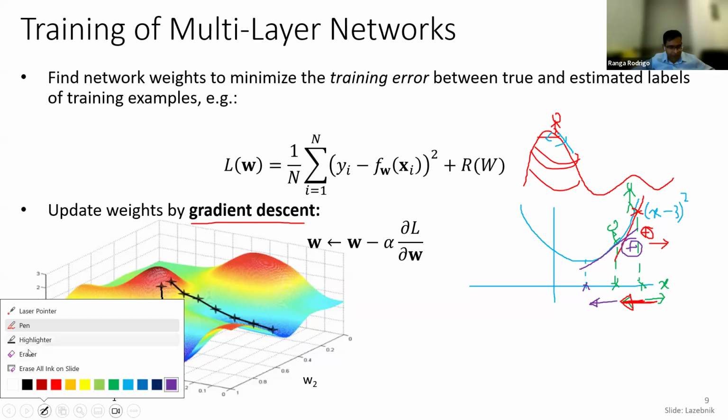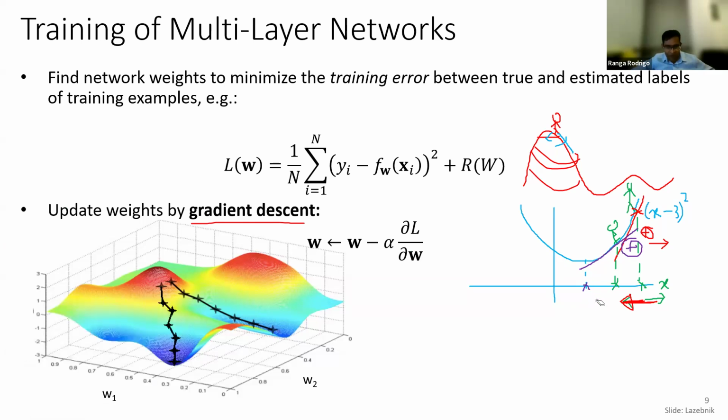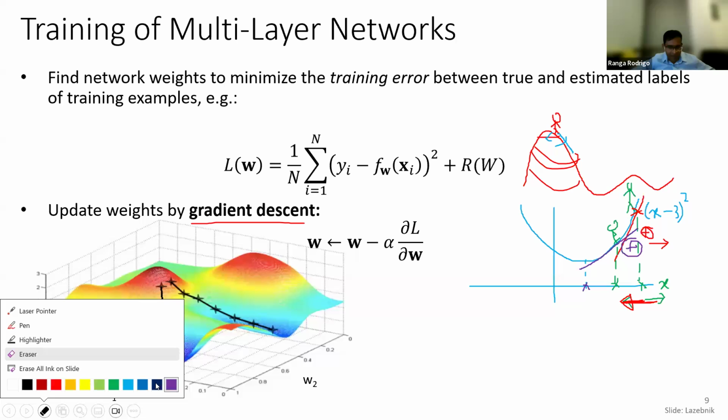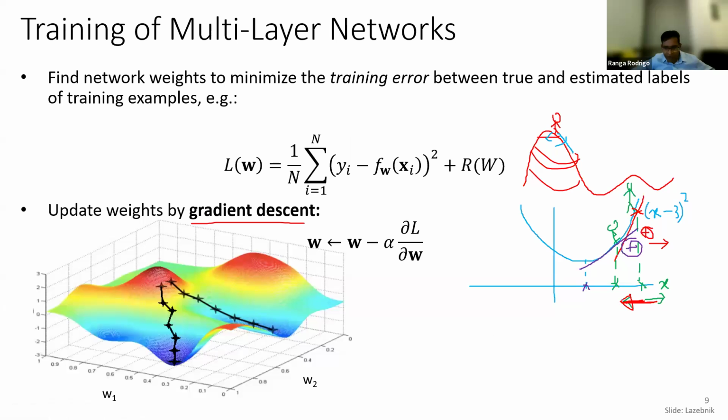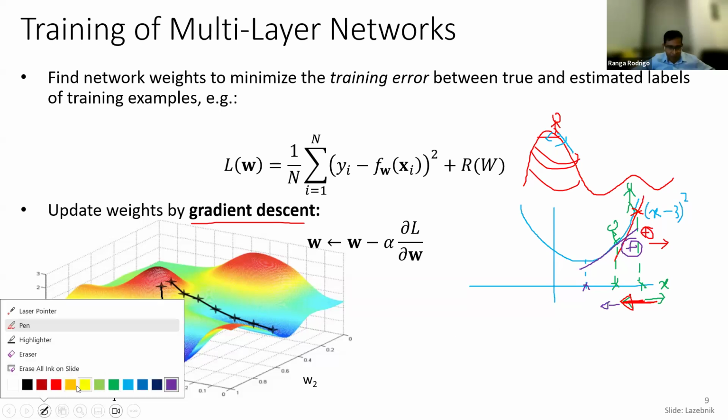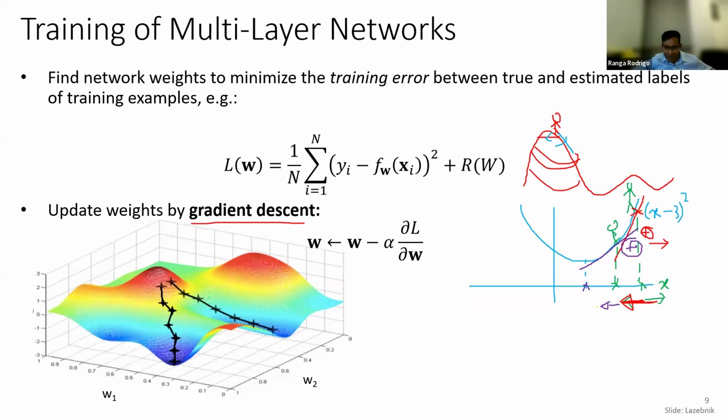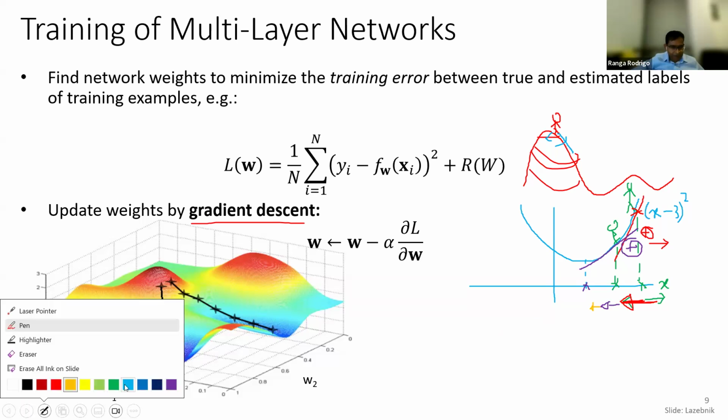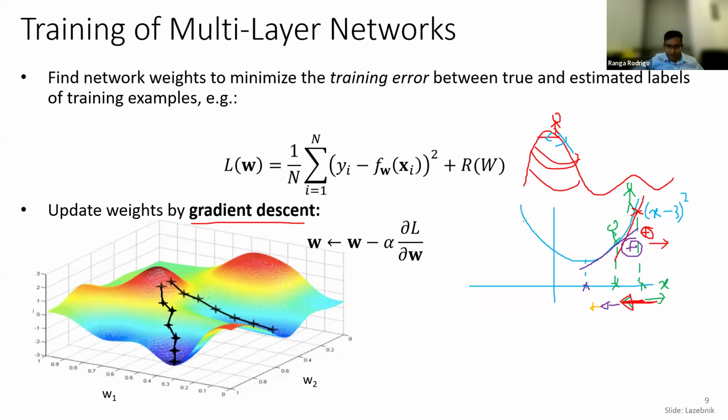Actually, I need to be very careful here. This arrow is too long. I will draw a small arrow. After several steps, you will reach there. Many more steps will be required to reach there. And the arrows usually become smaller and smaller. Okay, now take the condition where you are right here. That's where you are now.